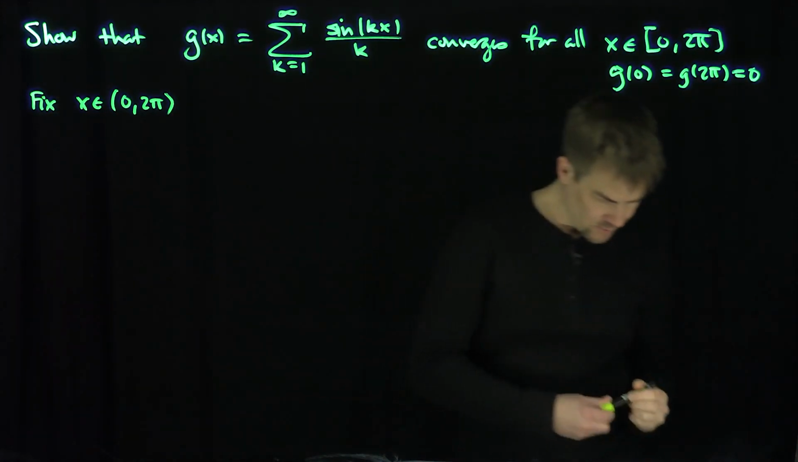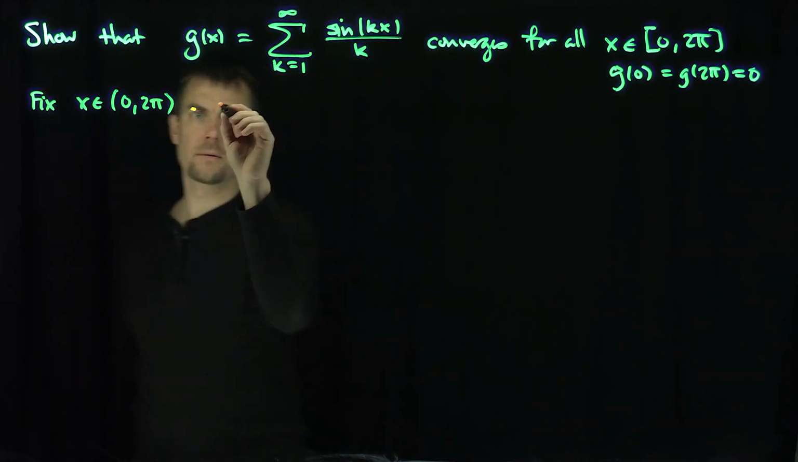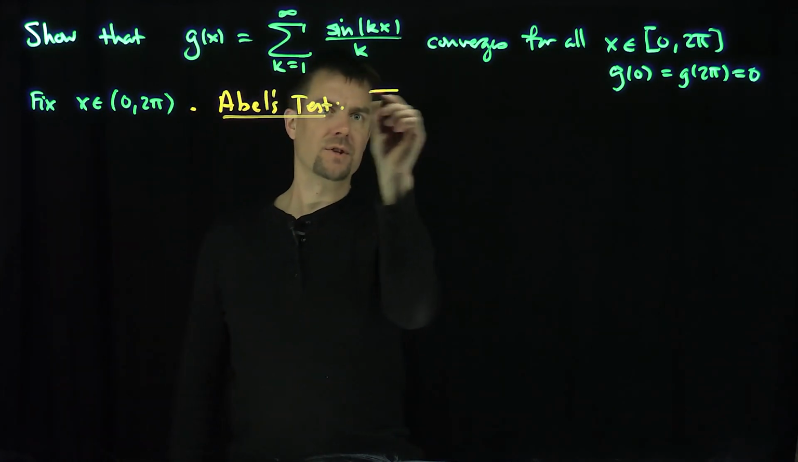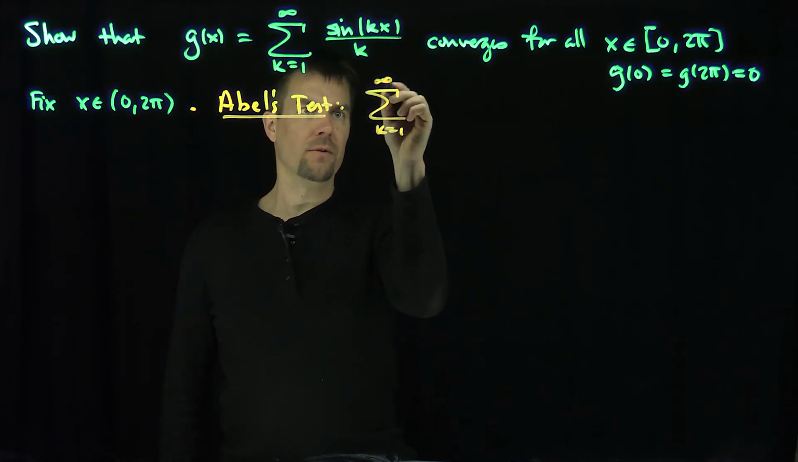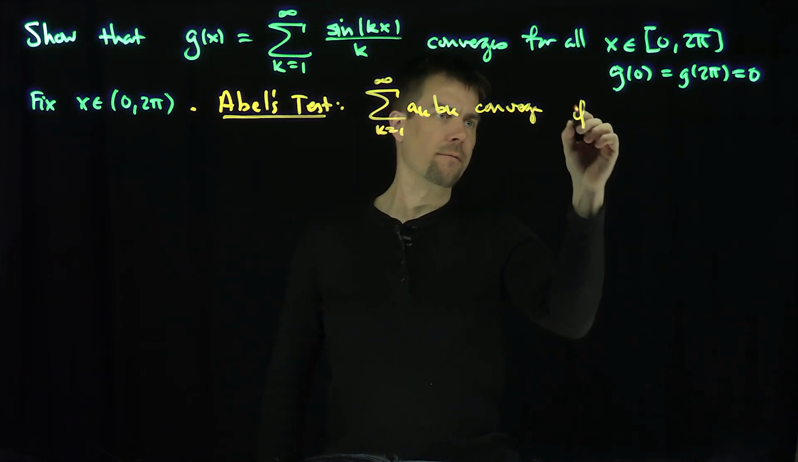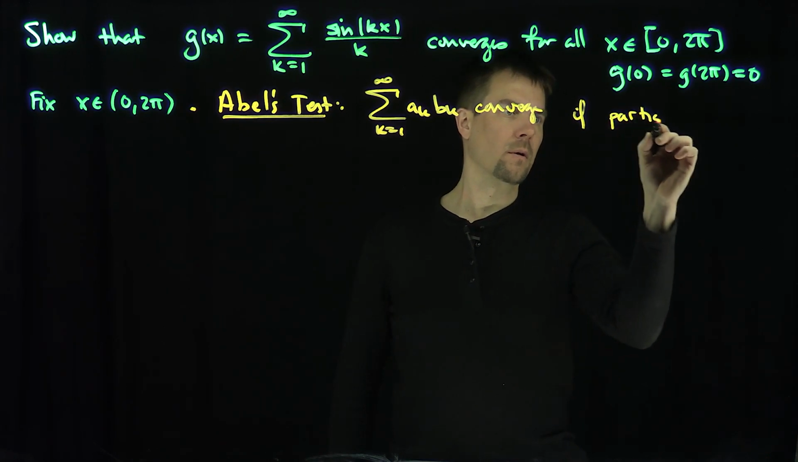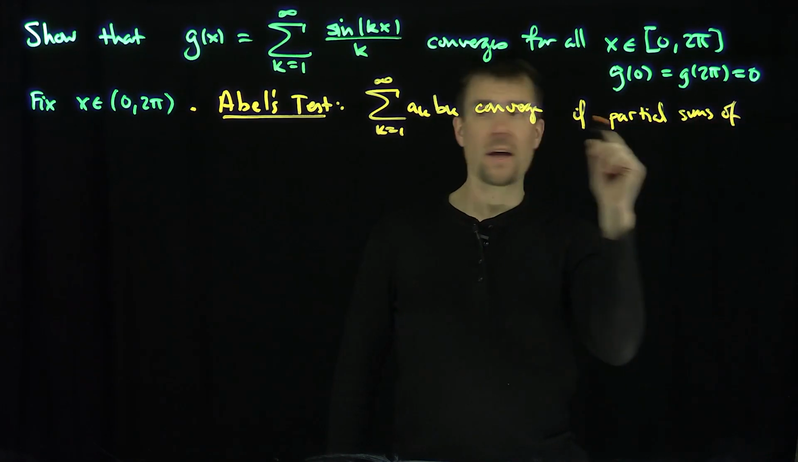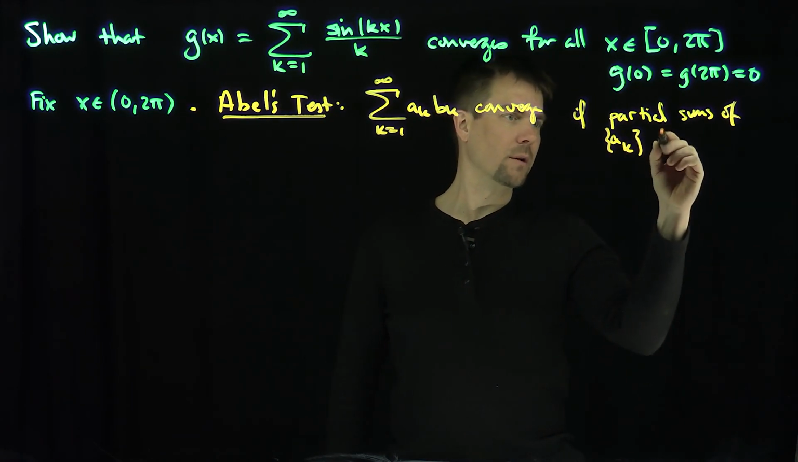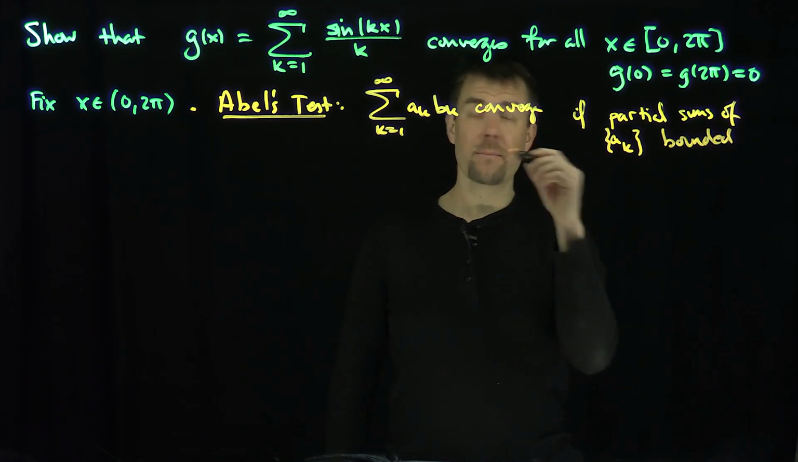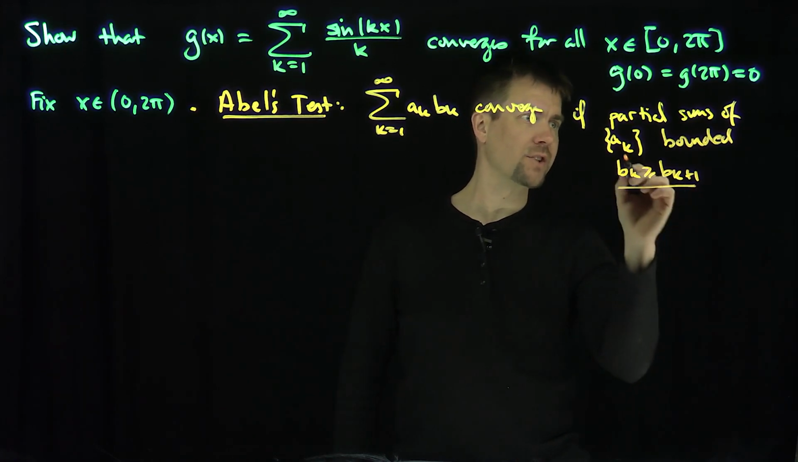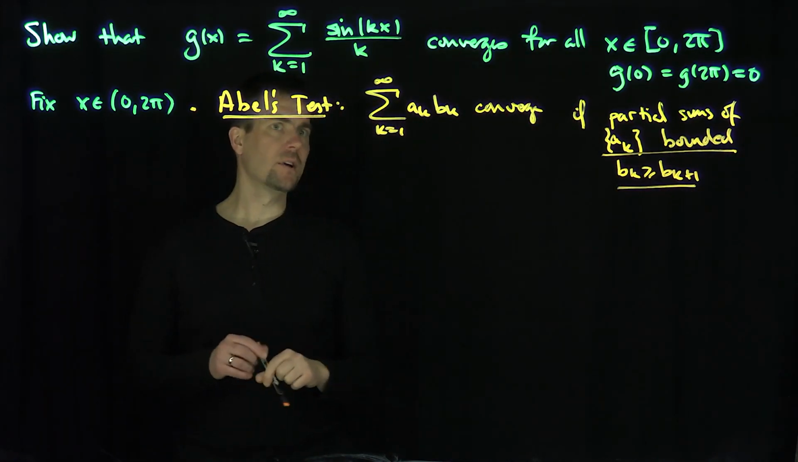And so let's recall Abel's theorem. What does Abel's test say? Abel's test says that if you have a series like this, the sum k goes from 1 to infinity of ak bk, it will converge if the partial sums of the ak sequence are bounded and the bk are decreasing.